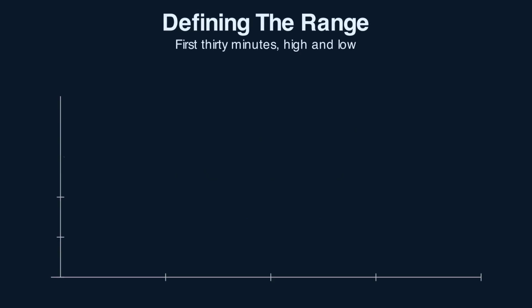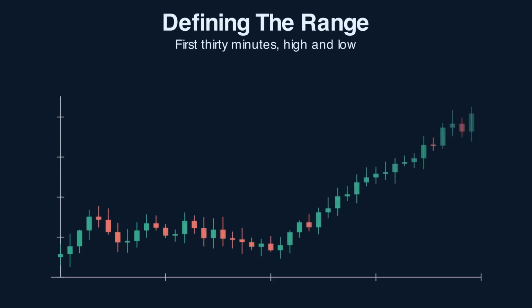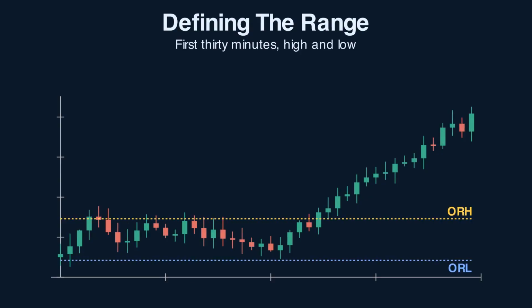Step 1. Define the range. Wait for the first 30 minutes of the regular session to finish, then mark 2 lines on your chart: the highest price hit during that window, the opening range high, and the lowest price, the opening range low. Some traders use the first 15, some the first 60. 30 is the sweet spot for most stocks. Those 2 lines are now the most important levels on your chart for the rest of the day. Every break, every fake, every move plays out against them.